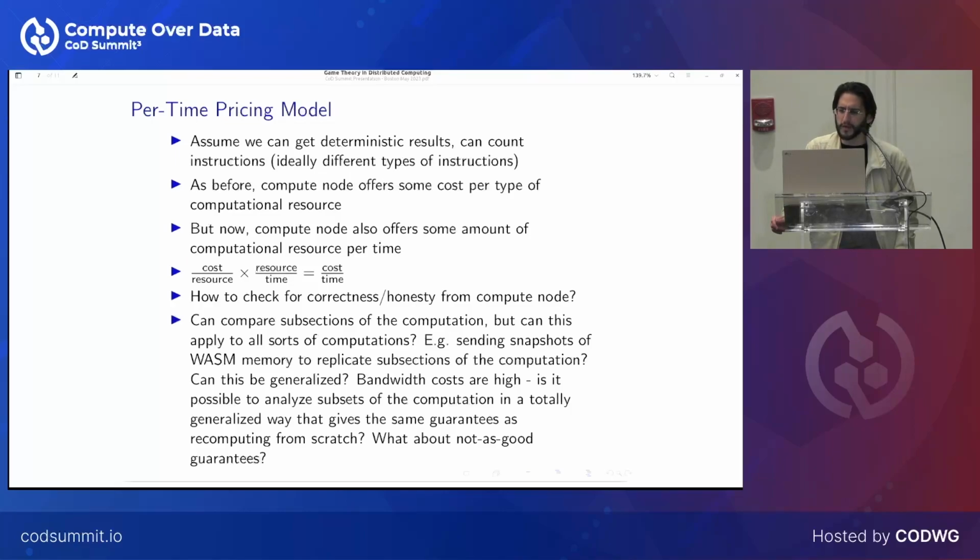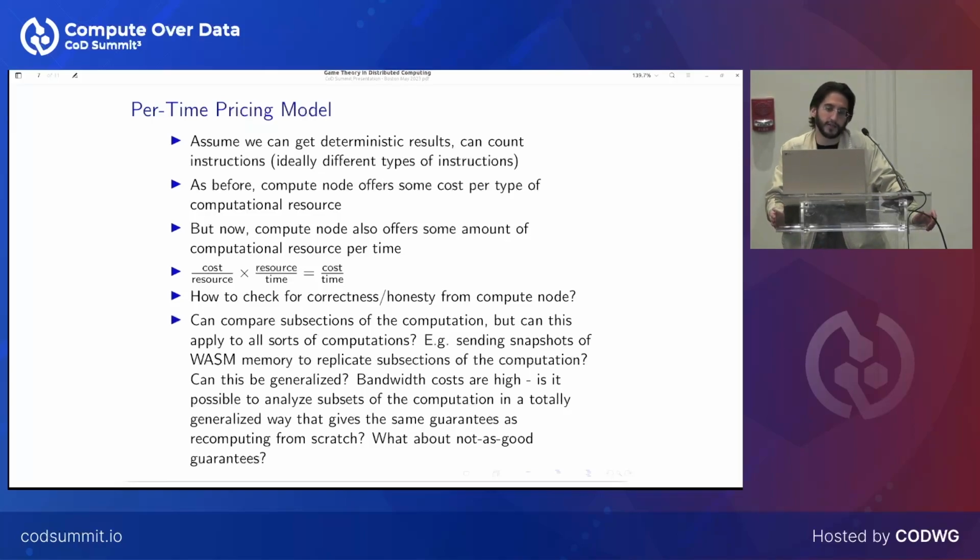And so the question is, is it possible to analyze subsets of the computation in a totally generalized way that gives the same guarantees as recomputing from scratch? So, can you, for example, take any subset of the computation and only check that and still have the same runtime? For example, if you only need to compute 1/5 of the original image, you want the runtime to be 1/5. Can you achieve that in a way that has the same security guarantees as recomputing everything from scratch? And that's a question.